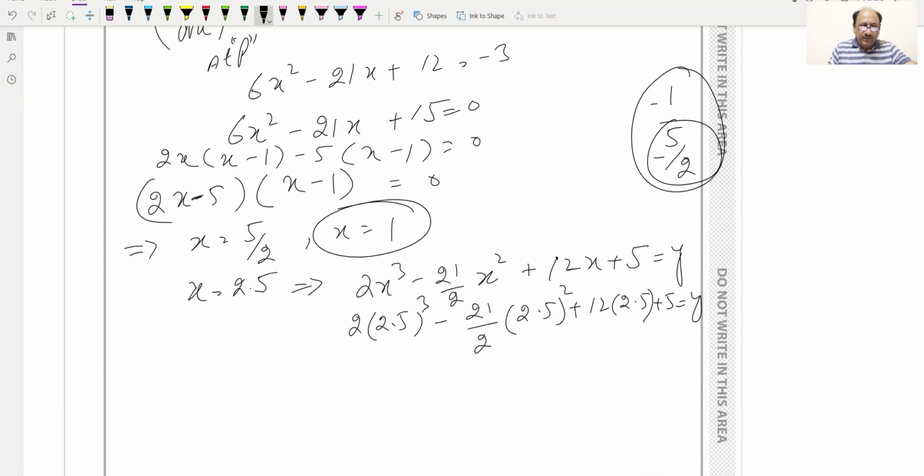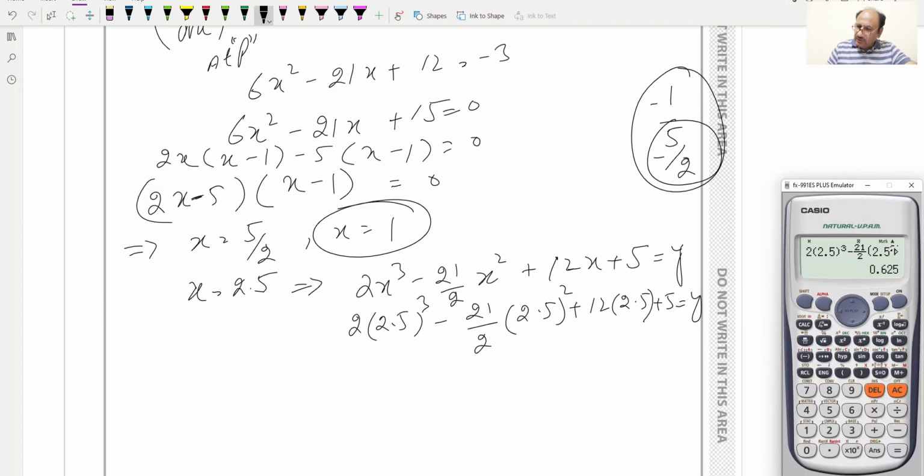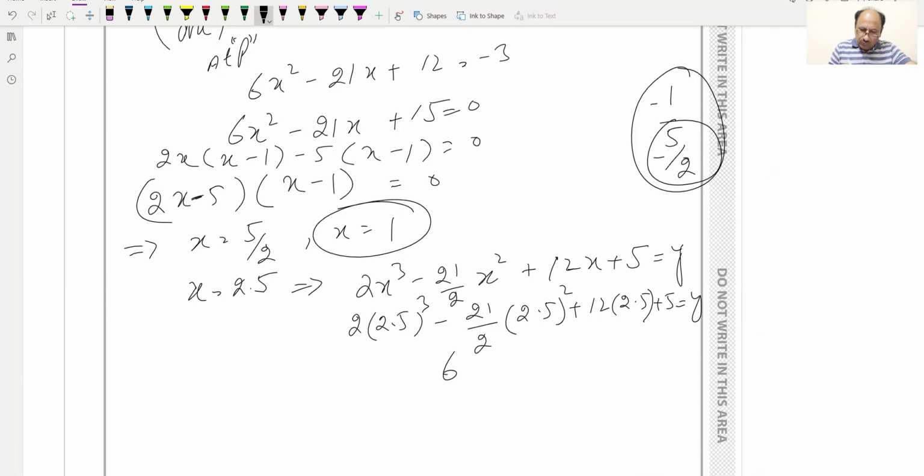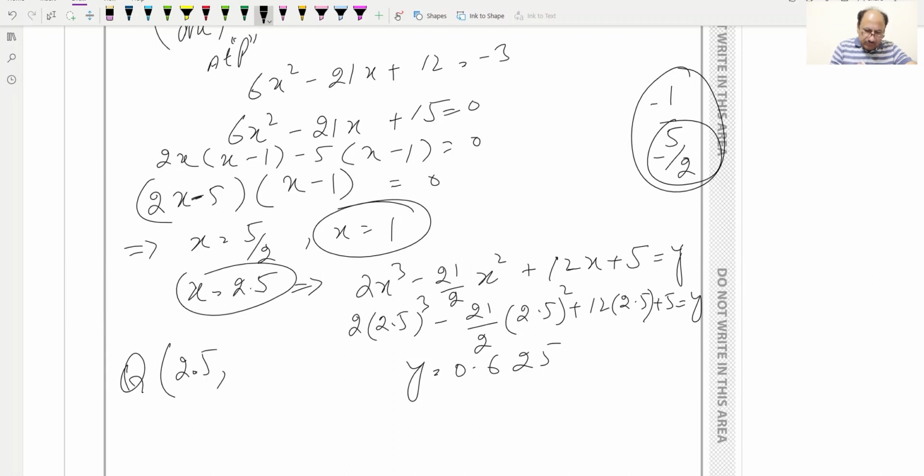And 5 by 8 means the decimal value will be 0.625. So y is equal to 0.625, and the x value we know is this one, so the coordinates of Q will be 2.5 and 0.625. This will be our Q coordinate.